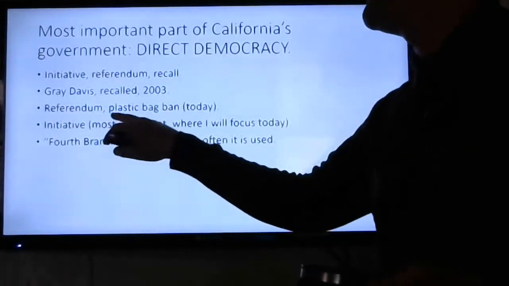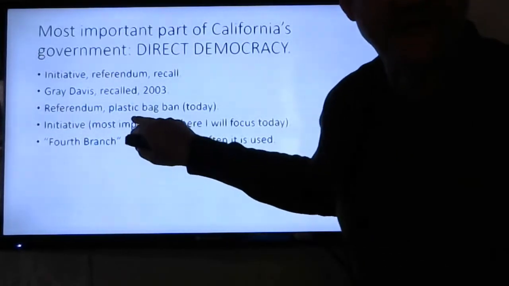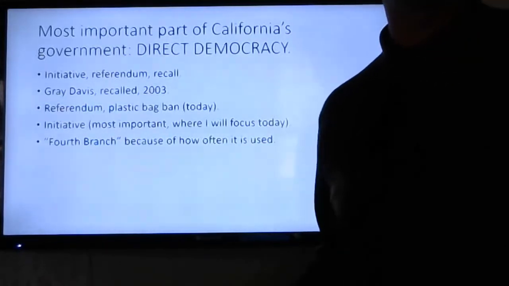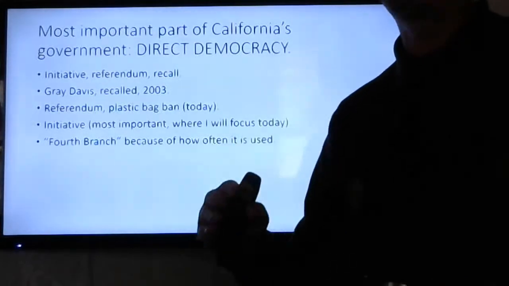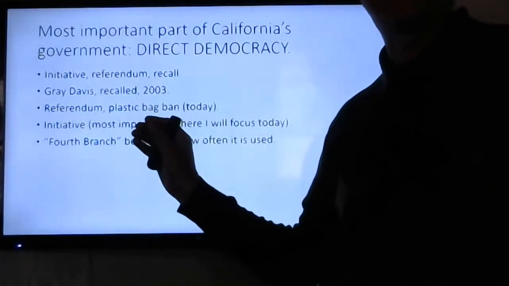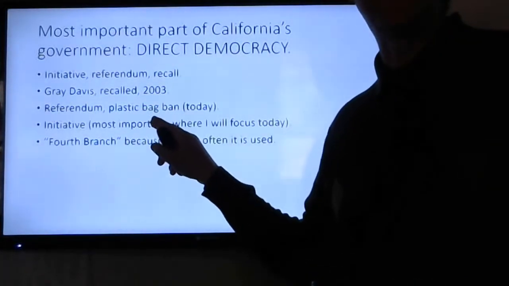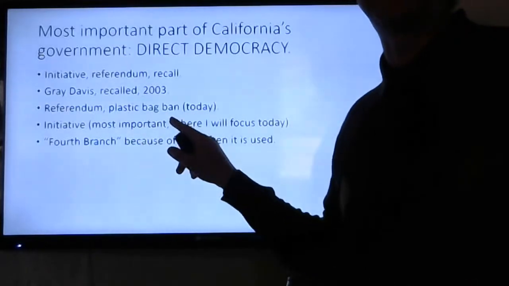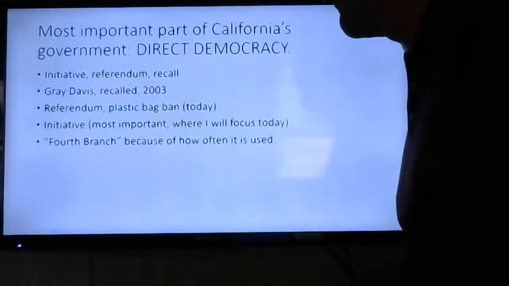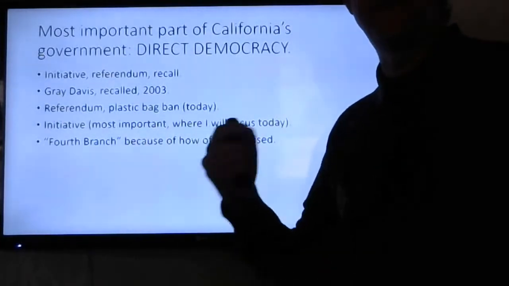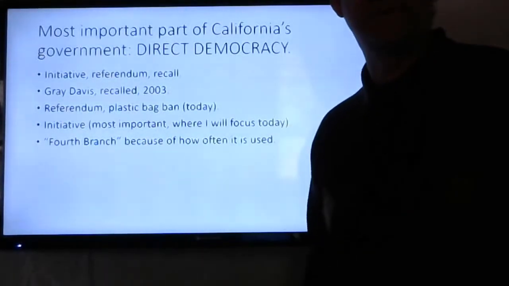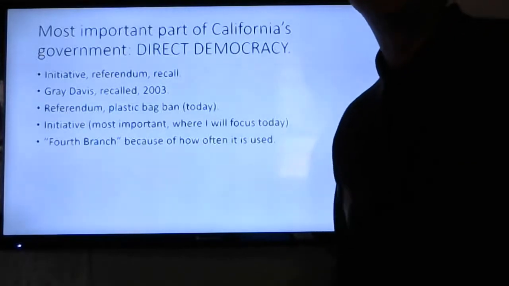Referendum is, well, what if the California state legislature passes something that we don't like? So a law's been passed by the government, we don't like it. Now what do we do? Gather signatures, and then the law's on suspense until we vote on it in an actual election. Currently, there's a plastic ban referendum that we'll be voting on in November.